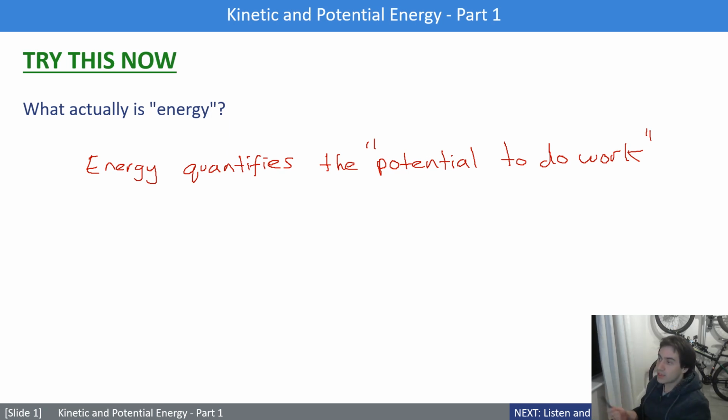And by work we mean in the same sense as before. And that's it really. So that's what we want to keep in mind. And that is what we're going to be thinking about when we talk about things having kinetic energy and potential energy. It's that they have the potential to do work.